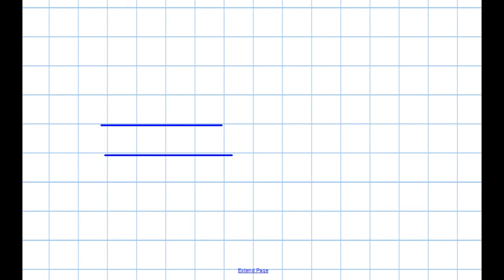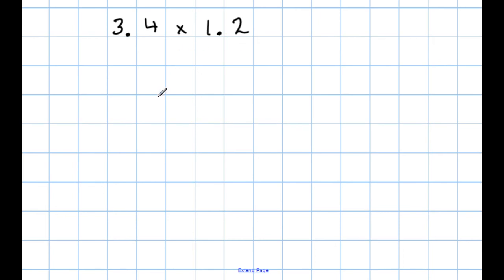Okay. Now let's look at multiplication. 3.4 times 1.2. Now watch what I do here. Multiplication's different. We ignore the decimal point to begin with. So I do 34 times 12. No decimal points appear.